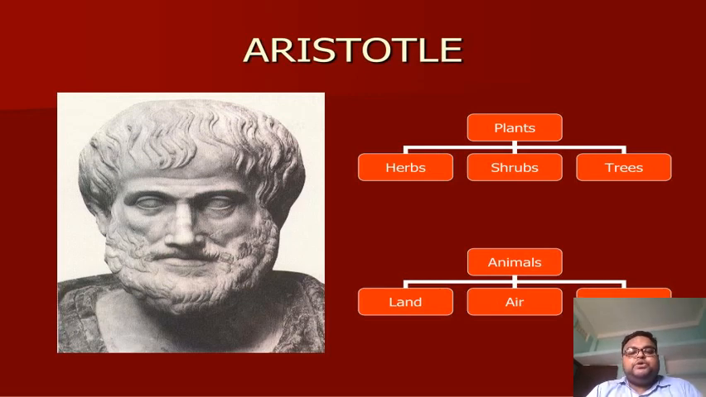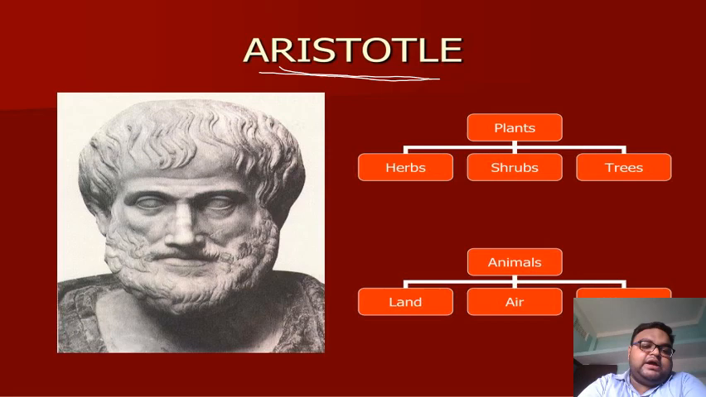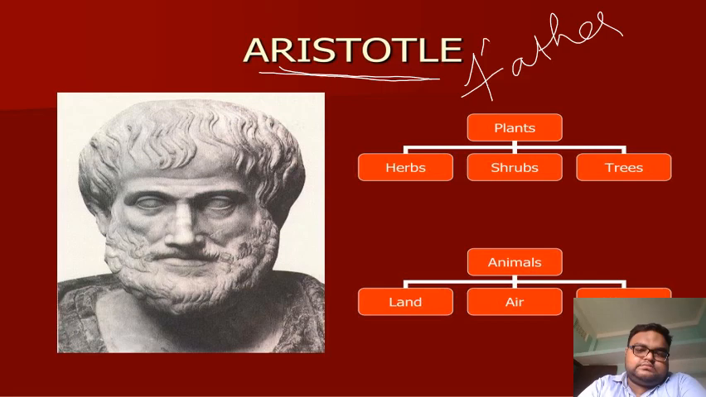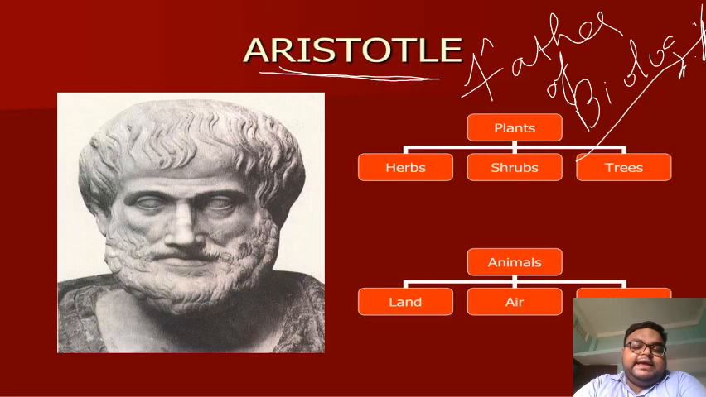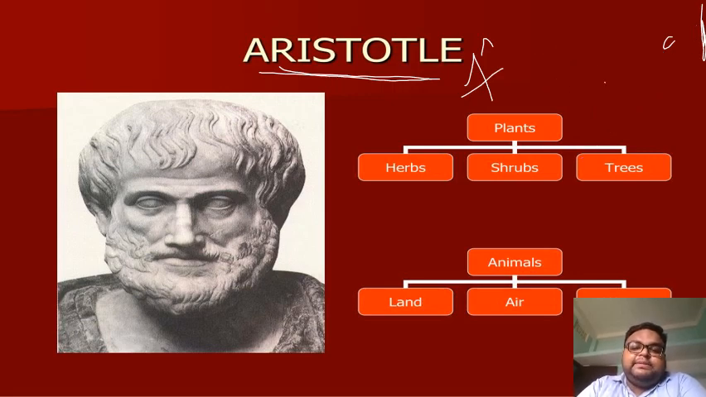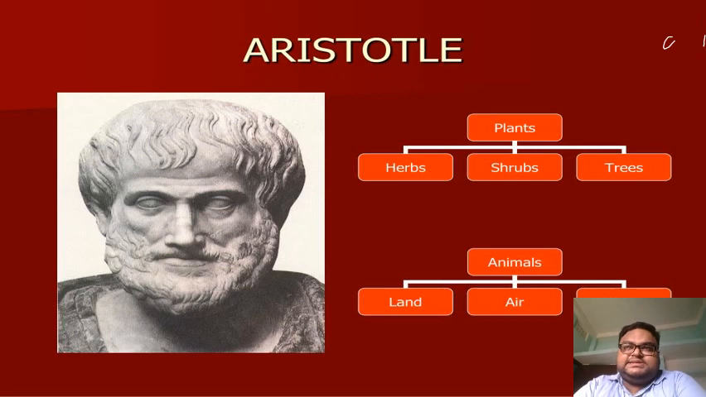So students, do you know this person? Have you seen him? No, you might not have seen him because he was a great scientist of a previous era. His name is Aristotle and he is known as the father of biology. What he did was try to classify plants and animals upon the basis of some characteristics. He took the characteristic of habitat, right?